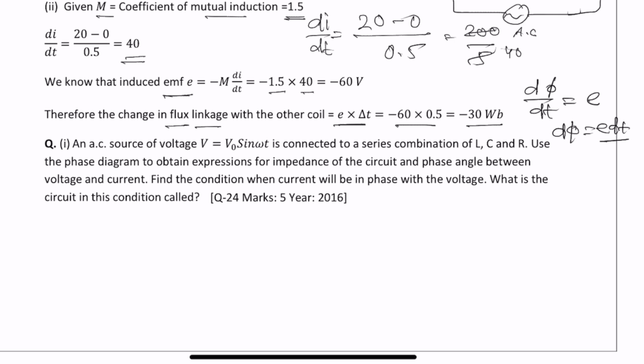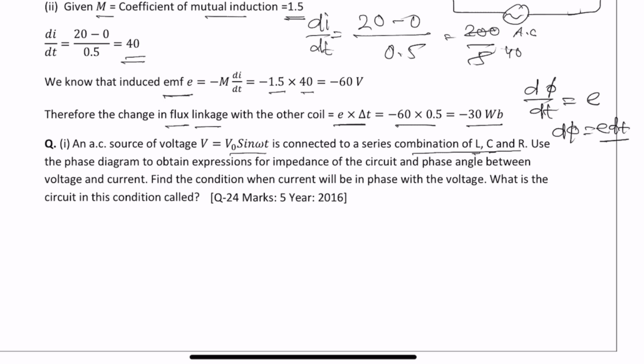An AC source of voltage V0 sin ωt is connected to a series combination of LCR circuit. See, why I am giving more stress on LCR? Because the entire physics of these two chapters is about inductance, capacitor and resistance. So you should be very clear about what is the resistance offered, what is the phase difference between the voltage developed across inductance, capacitor and resistance. Then only you can solve such problems.